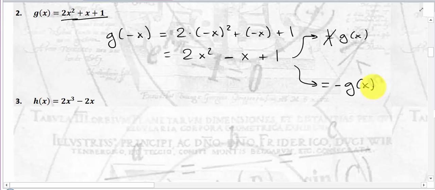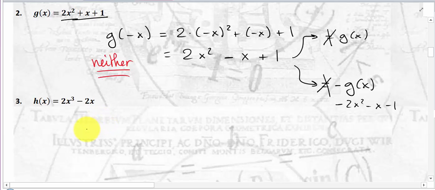All right, so now question. Is this equal to g of x? Well, let me see. 2x squared plus x plus 1, 2x squared minus x. No, it's not equal to g of x, right? This is a minus x right here, so that's not g of x. Is this equal to the opposite of g of x? Well, what's the opposite of g of x? It would be negative 2x squared minus x minus 1, and this is not. So it's not equal to the opposite of g of x. Therefore, this function is neither odd nor even.